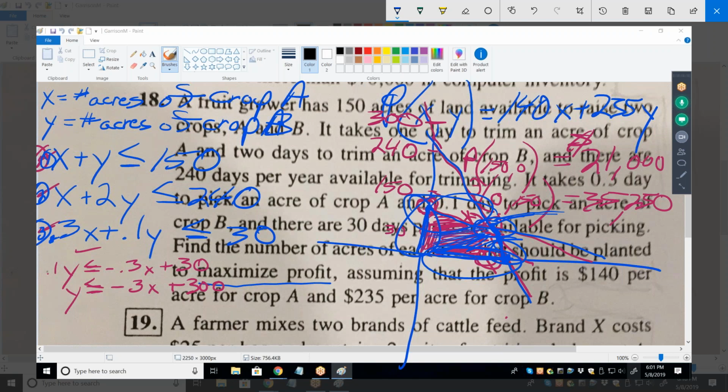I'm going to say that you cannot rule out the answers on the axes. In other words, you do have to try those. It is possible that your maximum profit would come from planting all crop B, which would be this one down here. Or excuse me, it would be this point up there.